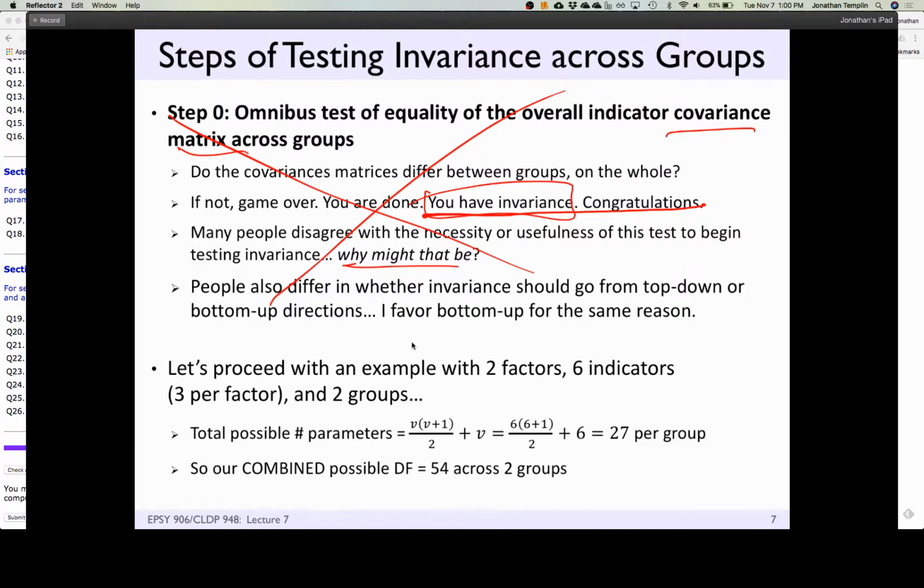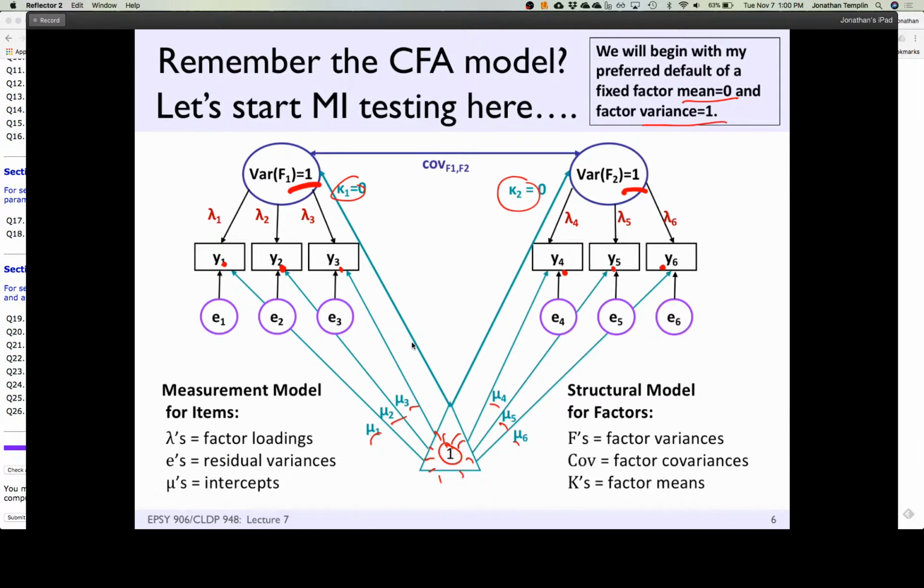But we're going to pretend that we have 2 factors, 6 indicators, and 2 groups, right? So if we count up the number of parameters, with 6 indicators, there's 6 mean intercepts. There'll be 6 factor loadings. And then there will be 6 unique variances per group. A factor covariance here. 1, 2, 3, 4, 5, 6, 7, 8, 9, 10, 11, 12, 13, 14, 15, 16, 17, 18, 19. What am I counting wrong here?